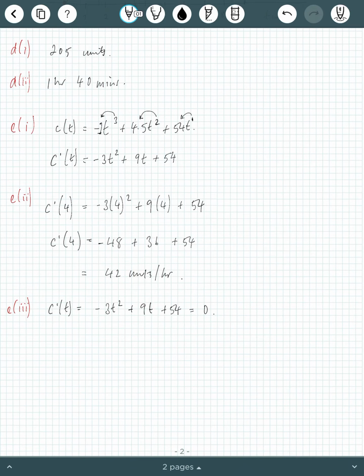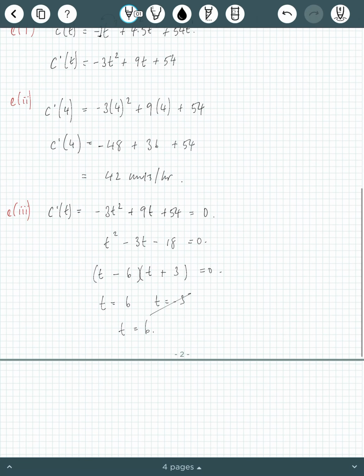So I can divide across by 3 there. In fact, I divide across by minus 3. So it's going to leave me with t squared minus 3t minus 18. Factors of 18 that will give me 3 are 6 and 3. Just get your signs right then. You want a minus 18 and you want a minus 3 in the middle, so it's a minus and a plus. So t will be equal to 6, or t will be equal to minus 3. We can discard the minus figure. So after 6 hours we'll be at your highest.